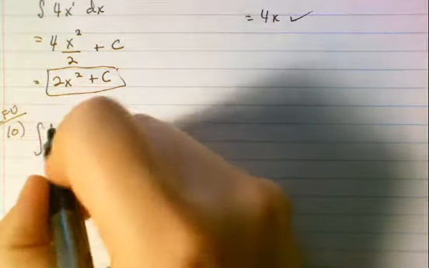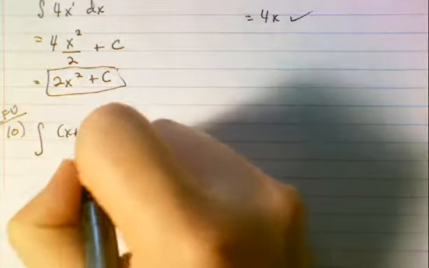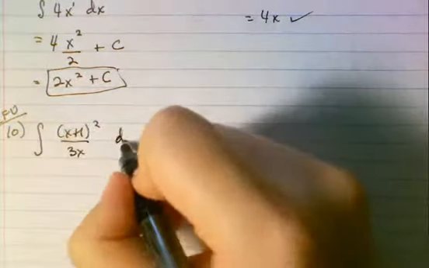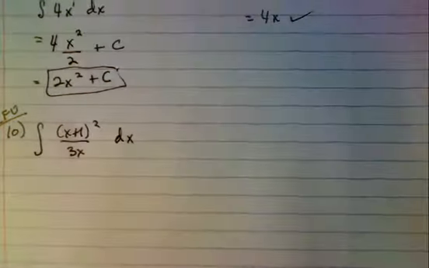Let's do the antiderivative of x plus 1 squared over 3x, and that's all with respect to x. So try this one on your own, or restart the video when you're ready. Pause the video now.